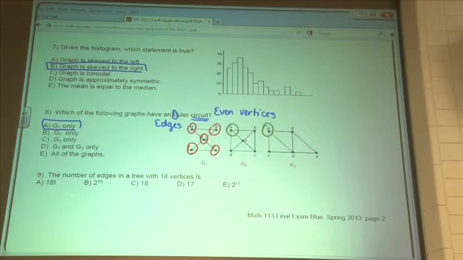Number 9, the number of edges in a tree with 18 vertices is? It's just one less. If you're talking about a tree, it's one less than the number of vertices. Okay. Questions on 7, 8, or 9? Anybody writing?